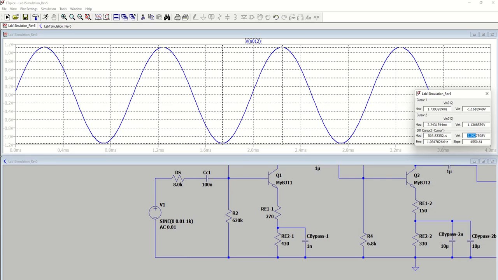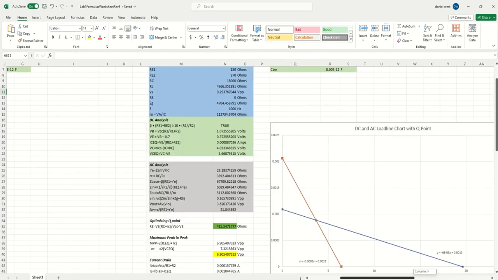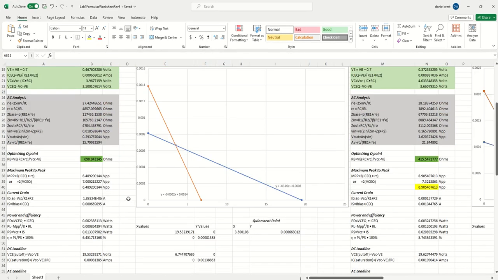So if I go to my calculations again, you should have a calculation for each stage for the max peak to peak. And so what you do is these are your formulas for max peak to peak, and then it'll give you two results. And your max peak to peak value is going to be the less of the two. So 6.489 volts peak to peak would be my max peak to peak value of the first stage.